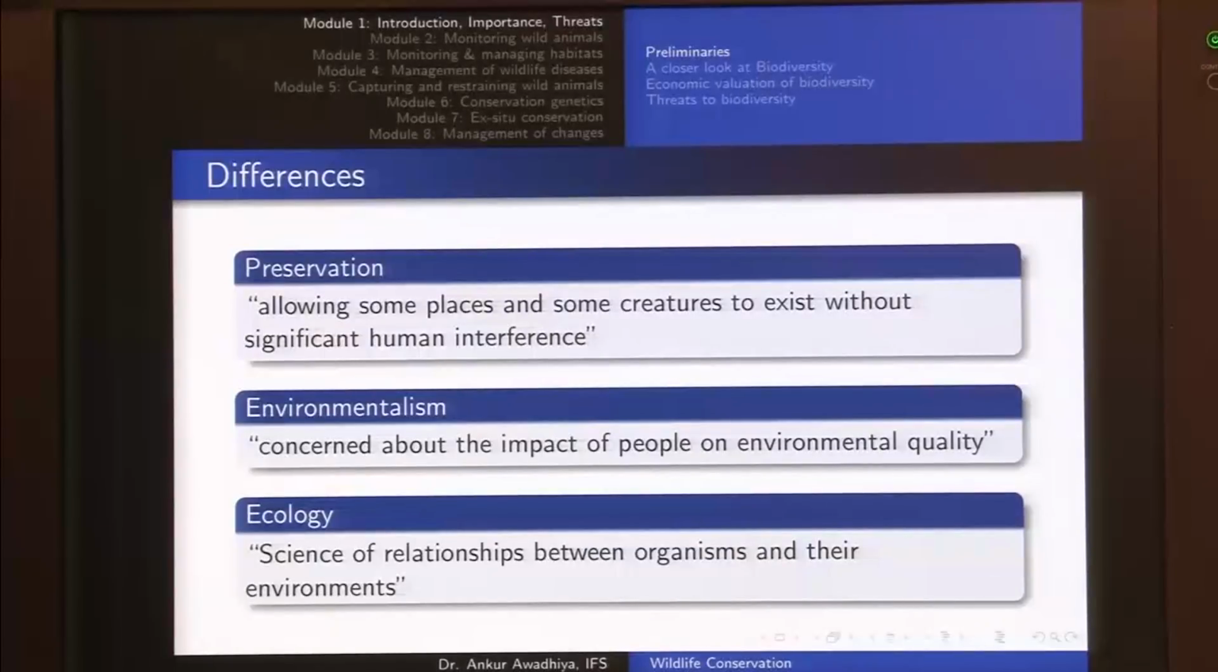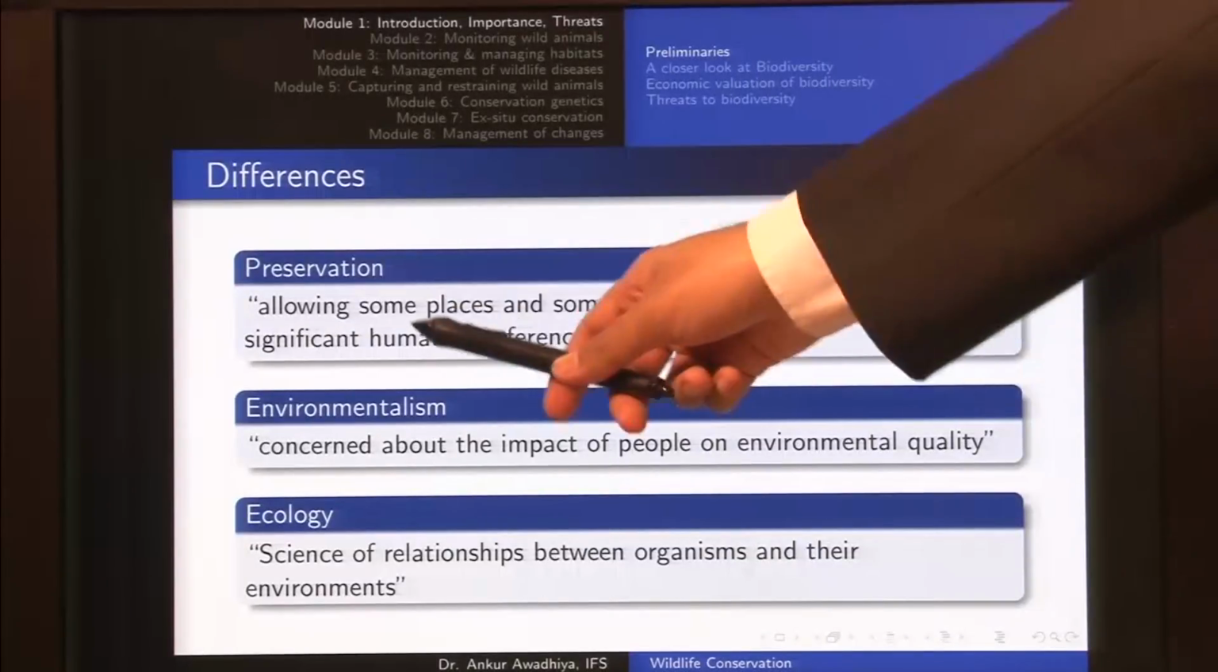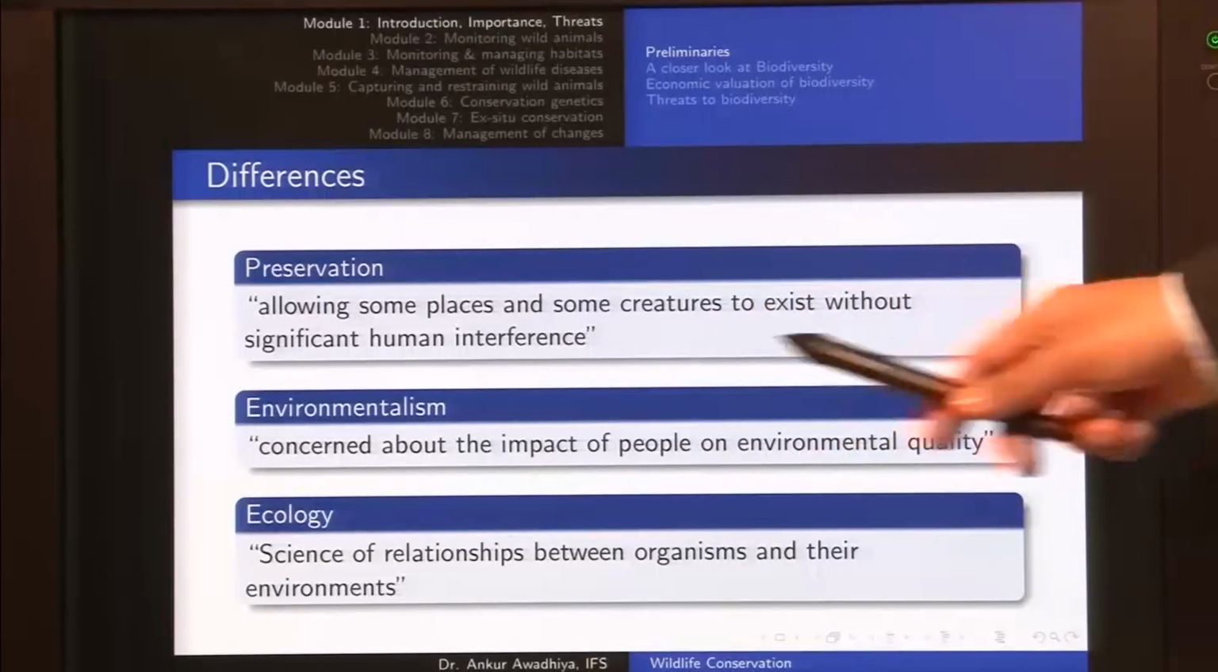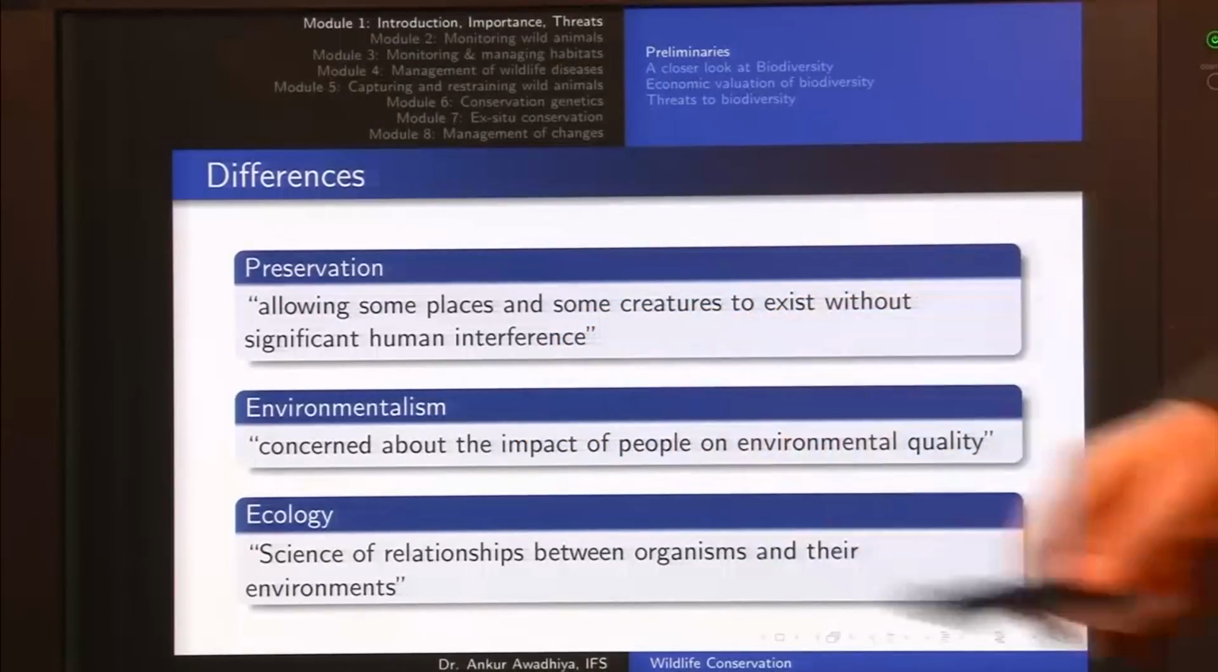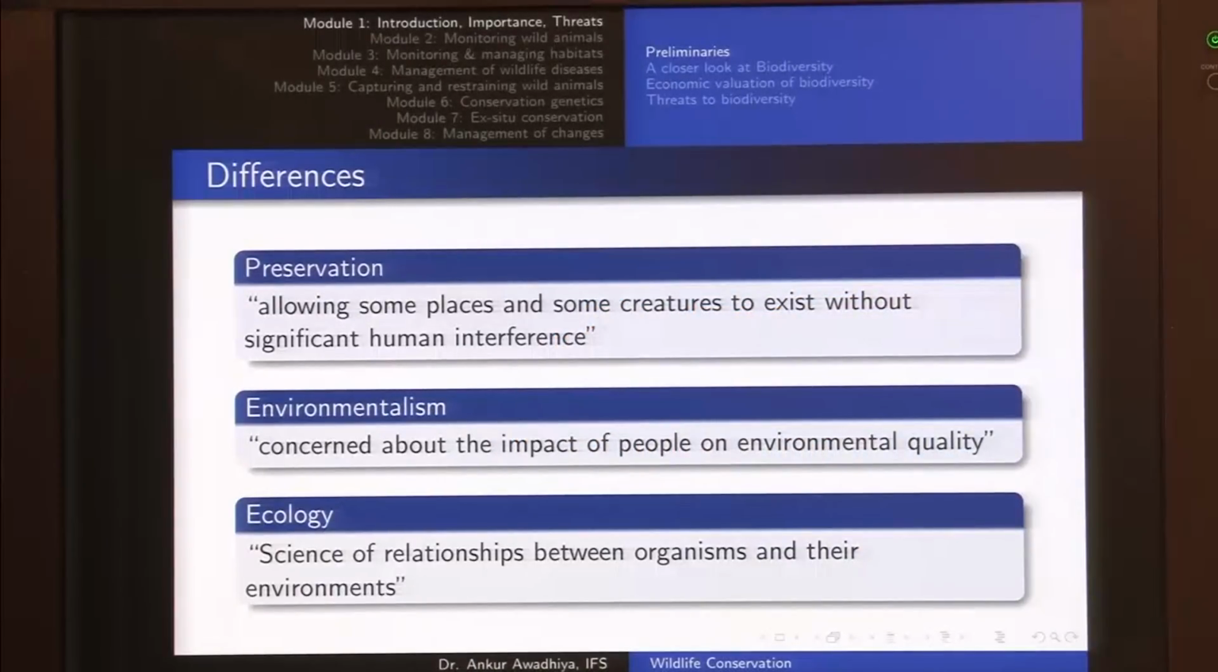In the case of wildlife preservation, we would designate those areas as no-go areas. There will not be any human interference and we will allow nature to do whatever she wants to do. So, it allows some places and some creatures to exist without significant human interference, or in most cases with no human interference. Examples could include some areas in our Himalayas which are no-go areas for human beings.